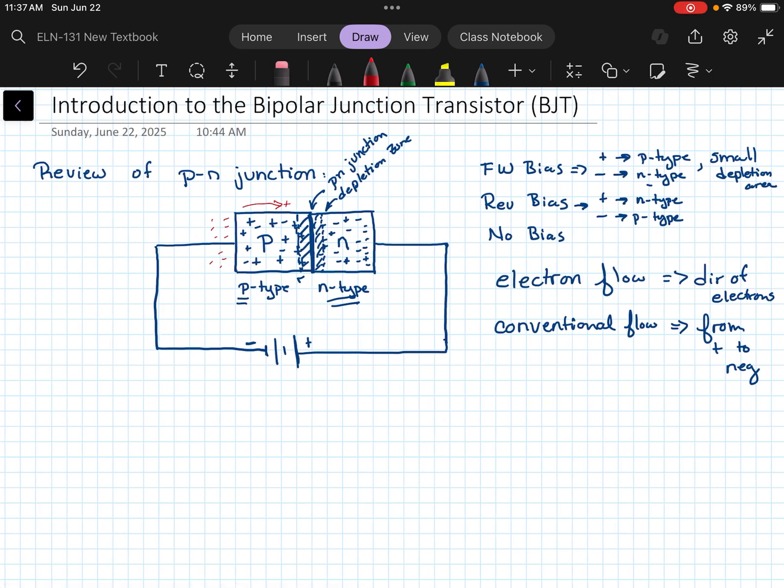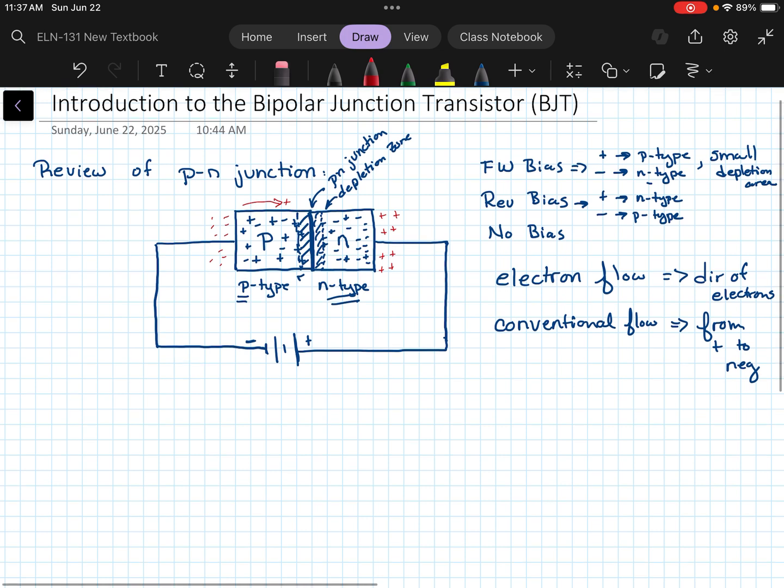And then on the n-type material, we have a more positive charge here. And so for the n-type material, we're going to pull all those electrons this direction, but that's going to repel the positive charges over here. So we're going to have more positive charges building up over here and negative charges building up over here that are going to recombine. And what this does is it creates a very wide depletion zone. Okay, so a wide depletion area.